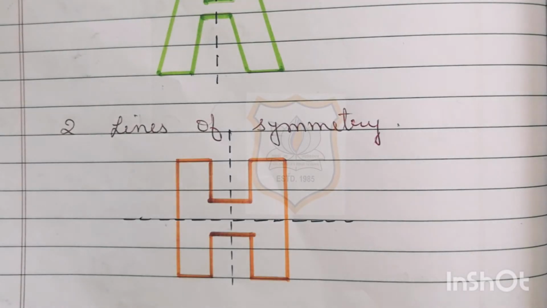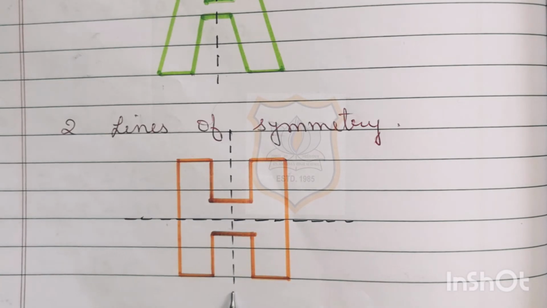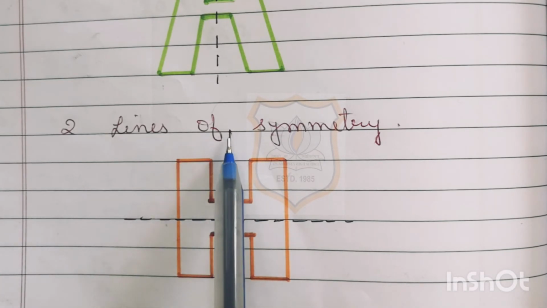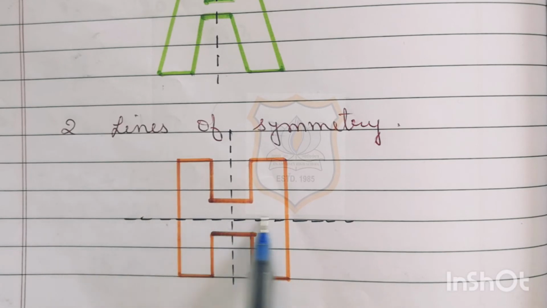Next is two lines of symmetry. The figure is symmetrical only about two lines. The lines may be vertical and horizontal. As you can see in this example, here in this letter H, there are two lines of symmetry. This one and this one. So the figure H has two lines of symmetry.